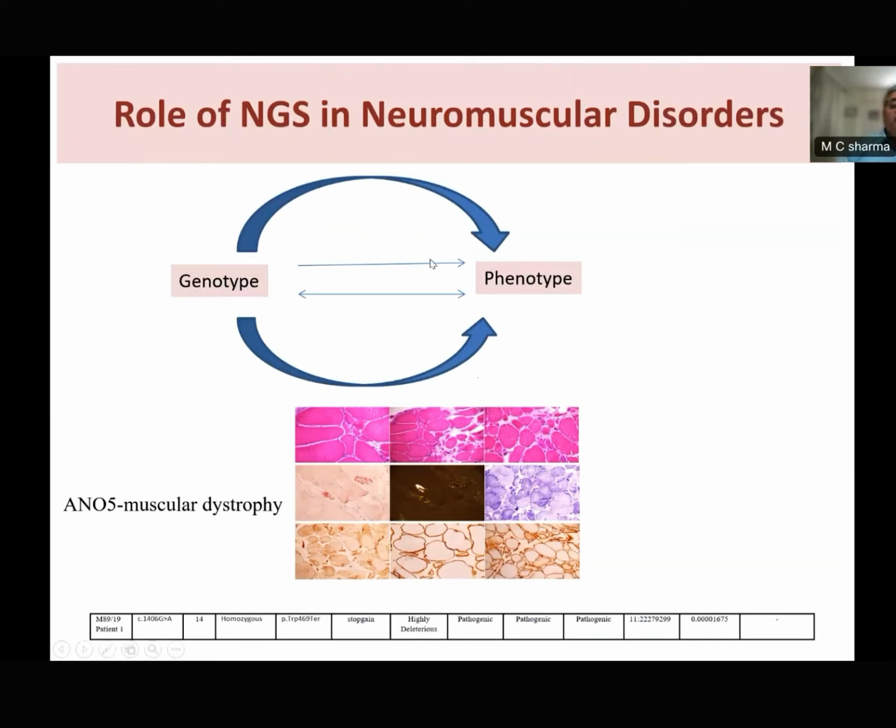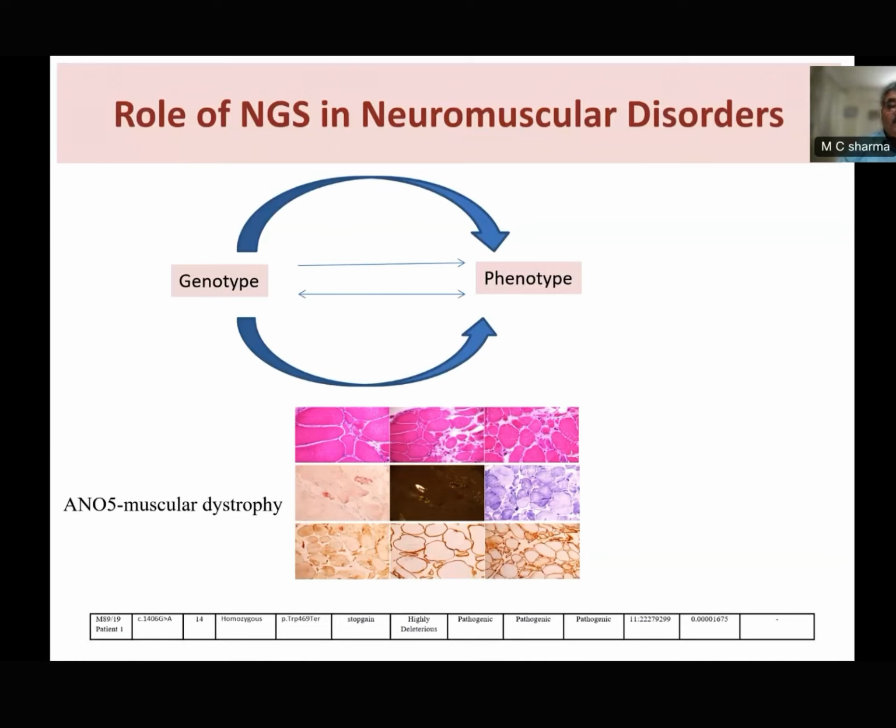Now, a little bit on the role of NGS. I think NGS has become very helpful in the diagnosis. Day by day, more conditions are diagnosed. Now, muscle biopsy, should we do NGS first or the muscle biopsy? That is questionable. That is debatable.